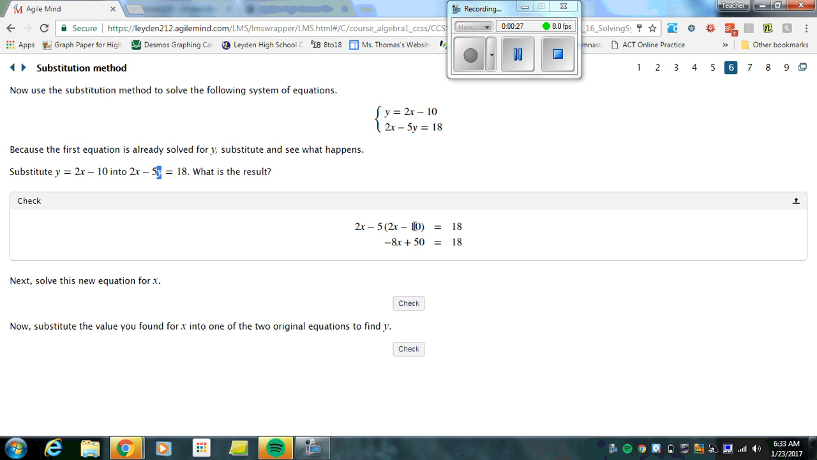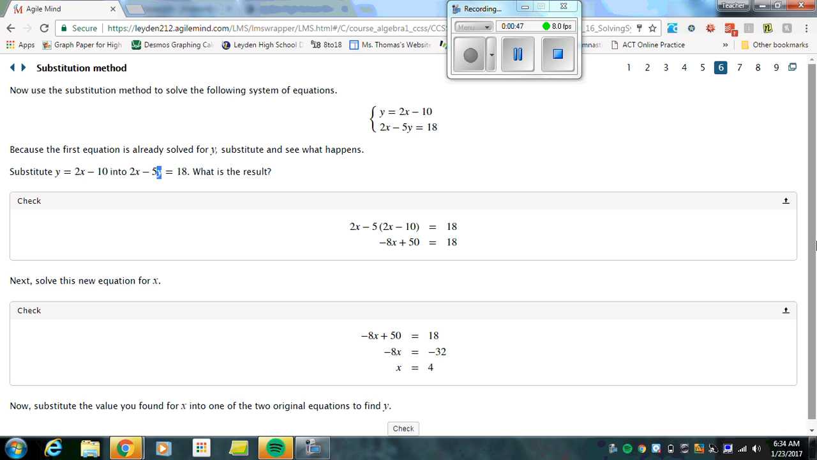So again, I replace y with 2x minus 10. I then distribute the negative 5. So negative 5 times 2x is negative 10x. Negative 5 times negative 10 is a positive 50. 2x minus 10x equals negative 8x. Now my goal is to solve for x or get x alone.